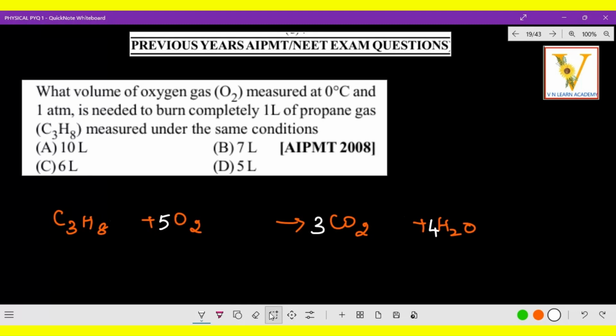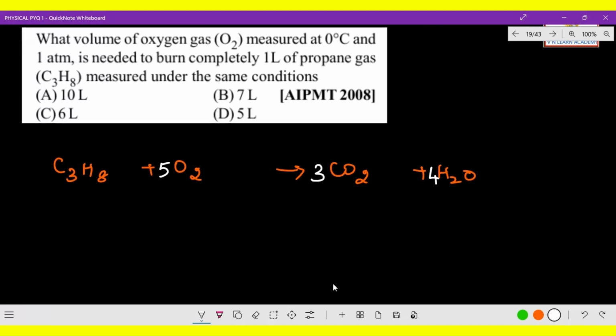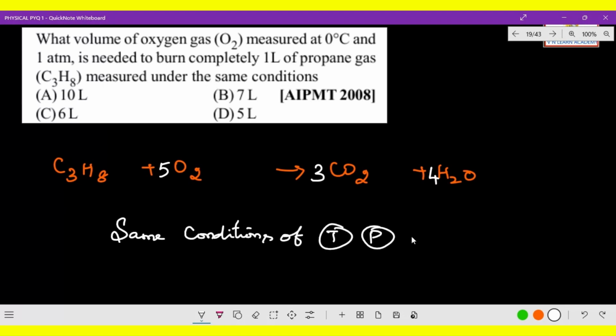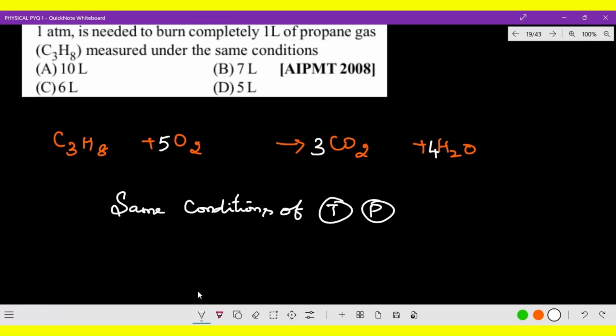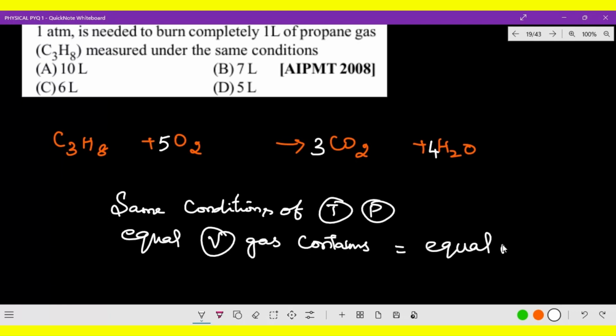Yes, we got it. Okay, now according to this, for this question we can take Avogadro's law. What is Avogadro's law? Under the same conditions of temperature and pressure, equal volume of gas contains equal number of moles. That's all. Easy logical way of thinking.